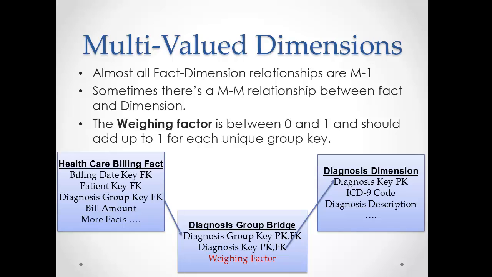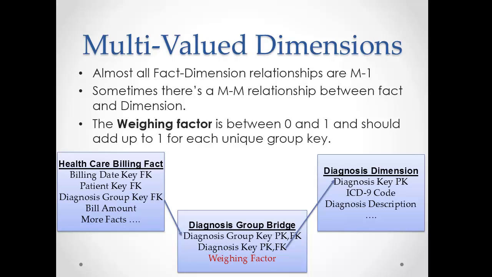Same thing happens with multi-value dimension. So I just kind of explained this exact same example. But one thing to mention here is that you generally will put a weighing factor, which is an attribute that goes in your bridge table that is somewhere between 0 and 1. And it should always add up to 1. And that way you can take your fact and still make it additive. And I'll give you an example of that.